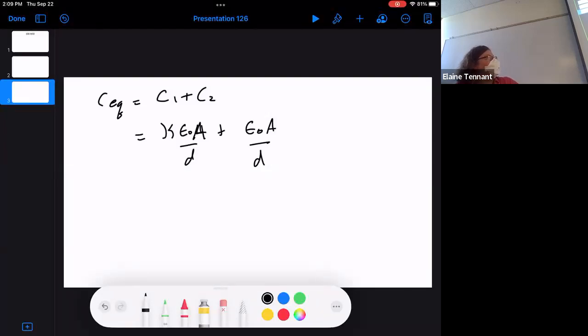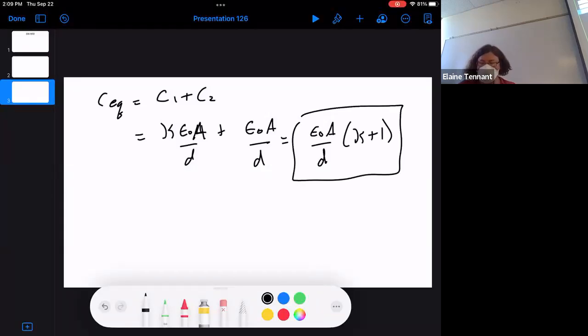Can I factor out the epsilon naught from this sum? What about the area? And the D? Yes, perfect. Okay, so after you do all of that, what you really have is epsilon naught A over D kappa plus 1. And that's the equivalent capacitance of this setup. Is everyone pretty happy with that? Okay, excellent.